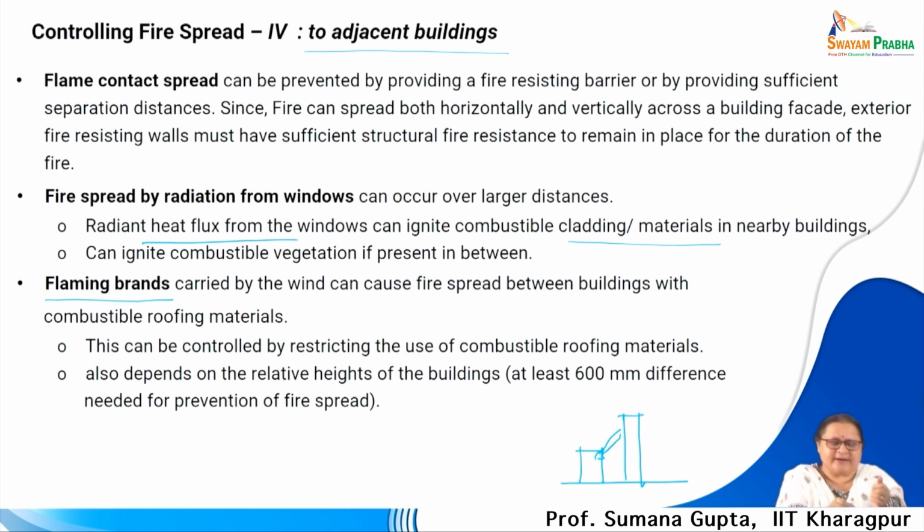So, these flaming brands carried by the wind can cause fire spread. As I told, these are splinters which can be taken by the wind direction and lead to a fire. So, this can be controlled by restricting the use of combustible roofing materials depending on the relative height of the buildings. At least 600 millimeter difference is needed to prevent fire spread. 600 millimeter is 2 feet. So, minimum there should be a gap of 2 feet, so that the splinters do not affect from one material to the other.